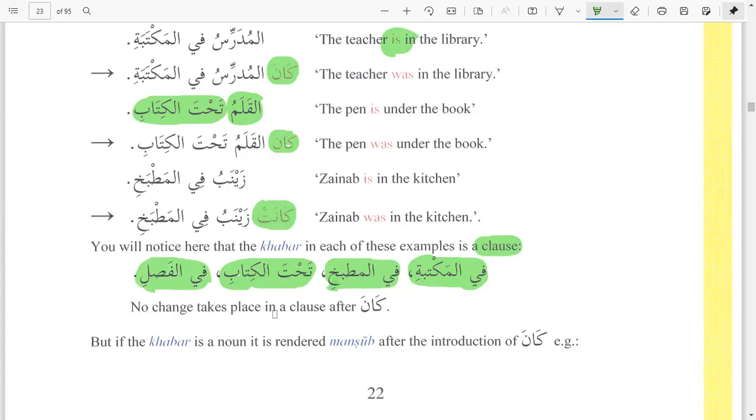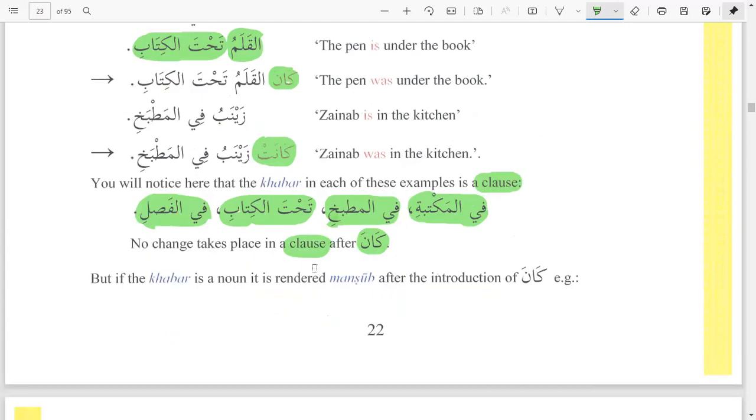No change takes place in a clause after kana. When we use kana, the shibhul jumla or clause will have no change in it. So kana and kanat will not change the khabar: fil maktabati, fil matbakhi, tahtal kitabi, fil fasli. Clause or shibhul jumla, it will not change.